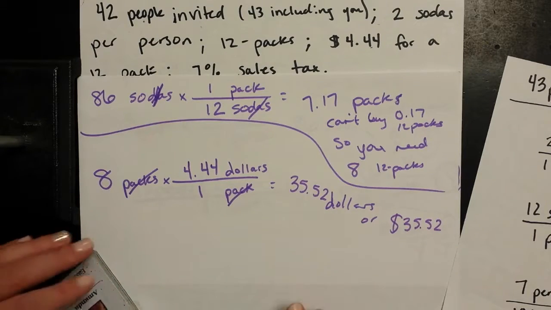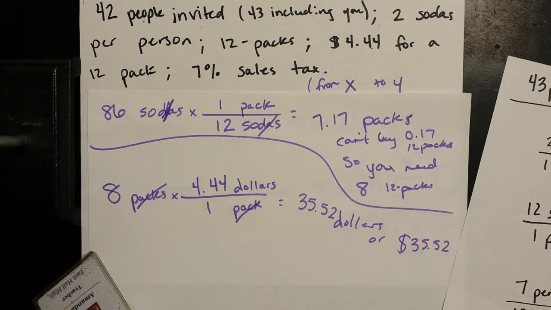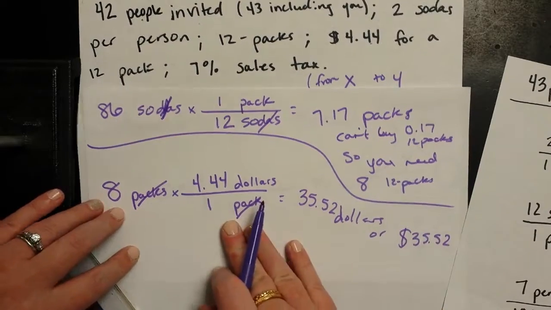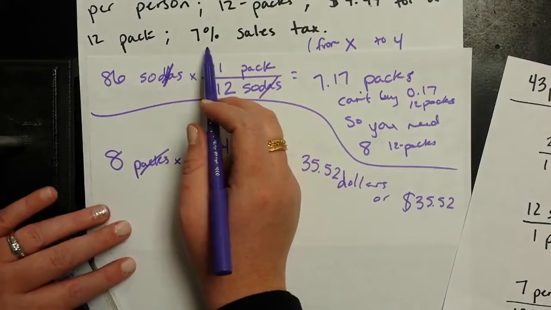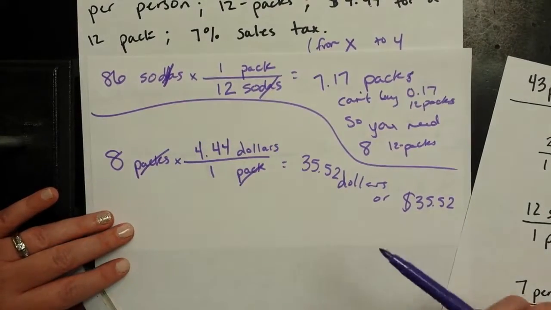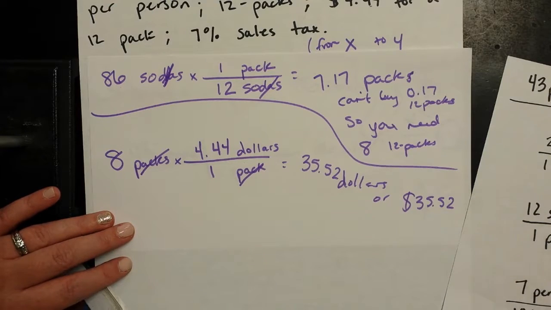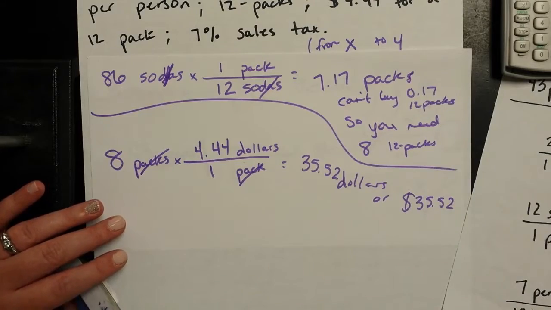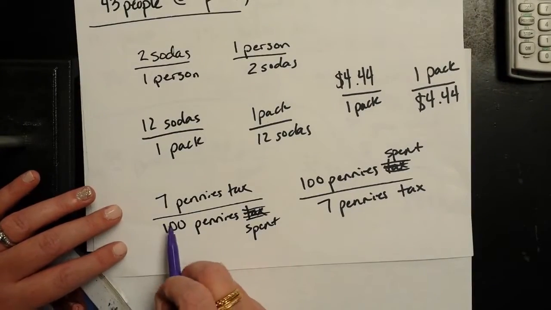But you've got sales tax, so if you only brought $35.52, that would not be enough money. To figure out exactly the right amount of money you would need to bring, you're going to have to calculate how much tax you're going to be spending. So your state has a 7% sales tax, which means that for every dollar you spend, you pay 7 cents. Or you spend 7% of that.